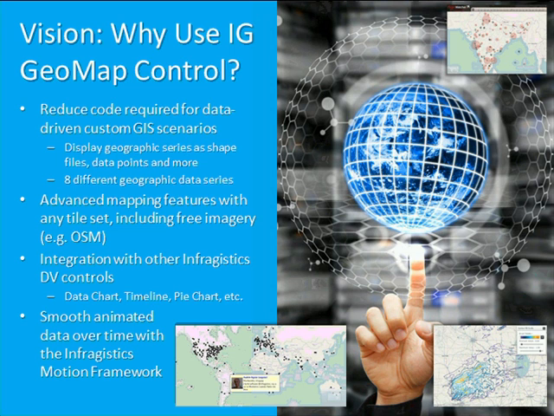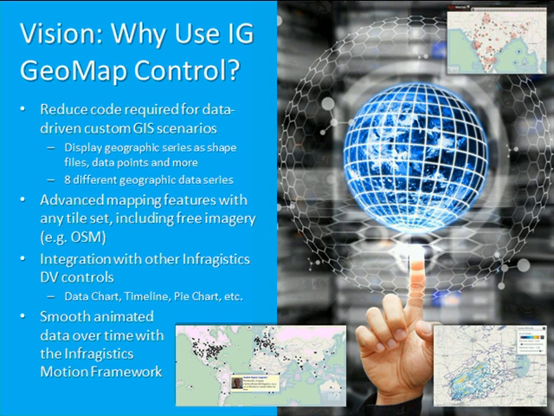So any kind of data-driven custom GIS scenario is going to be ideal for this map control. We already have over 8 different geographic data series that are supported in our map control, and those geographic series can be used to display data using shapefiles, data points, or polylines, and that data can come from files, from different data sources. Anything where you can bind the data directly in .NET is going to be supported as long as you can point to the latitude and longitude properties inside of your data.